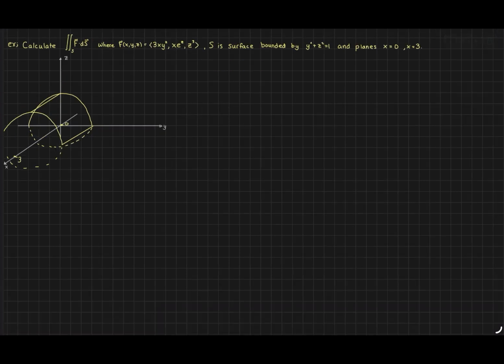Moving on to our final and harder example here for the divergence theorem, we're asked to calculate the vector surface integral where our vector field is equal to 3x y squared, x e to the z, and z cubed. S is the surface bounded by y squared plus z squared is equal to 1, and planes x is equal to 0, and x is equal to 3.